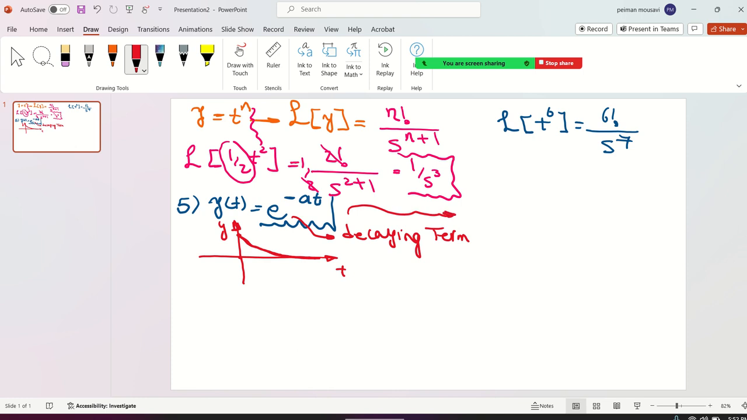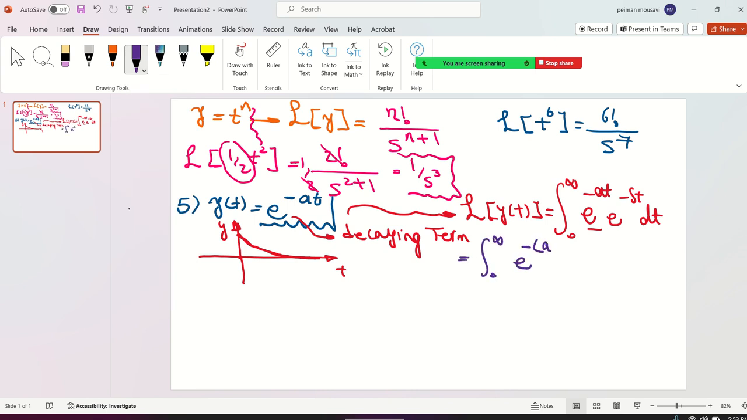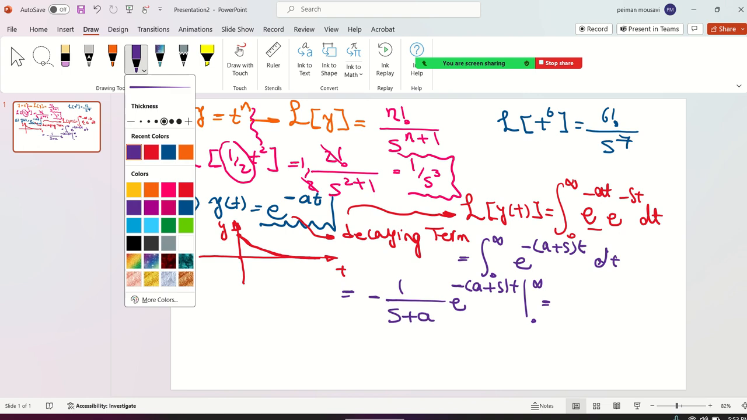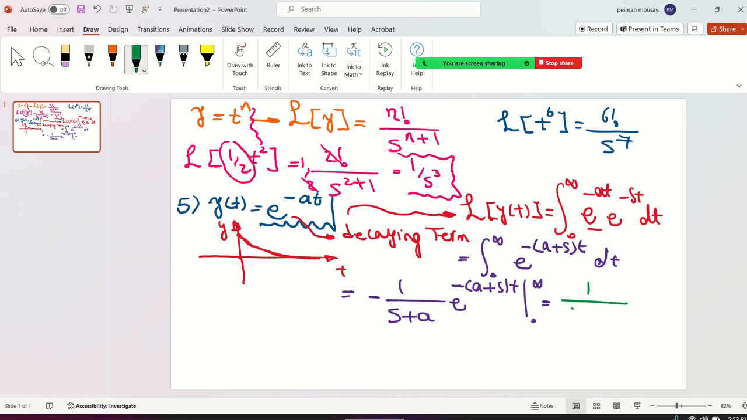So the Laplace of y(t) is the integral from 0 to infinity of e^(-at), this is the function, times e^(-st) dt. From high school, you know that you can combine them: the integral from 0 to infinity of e^(-(s+a)t) dt. We already got that: it is -1/(s+a) e^(-(s+a)t) from 0 to infinity, and you know the answer is 1 over s plus a.